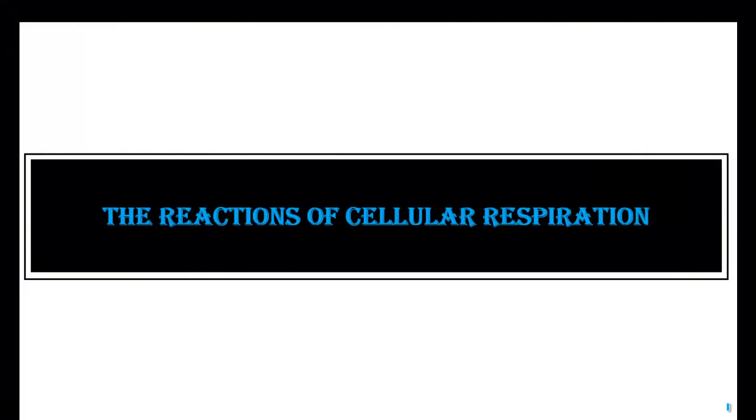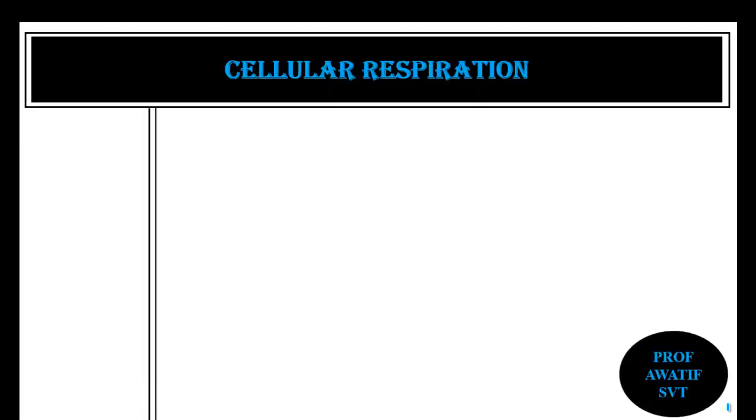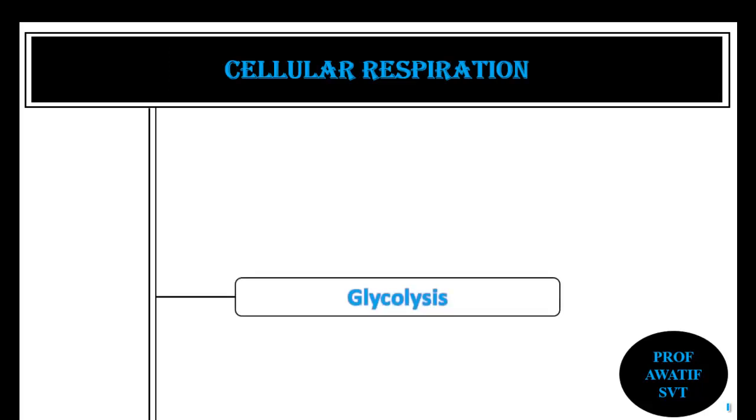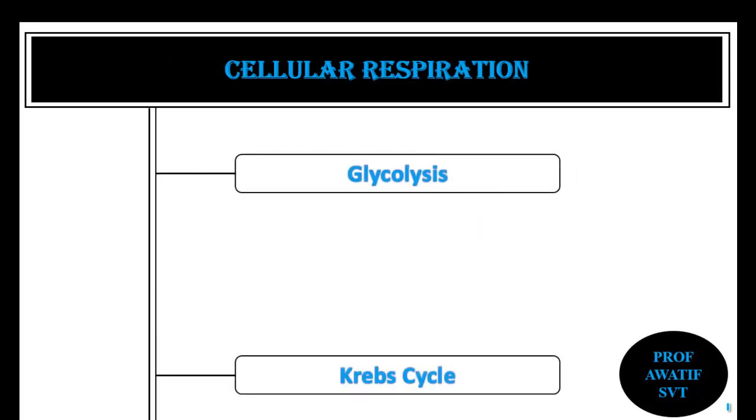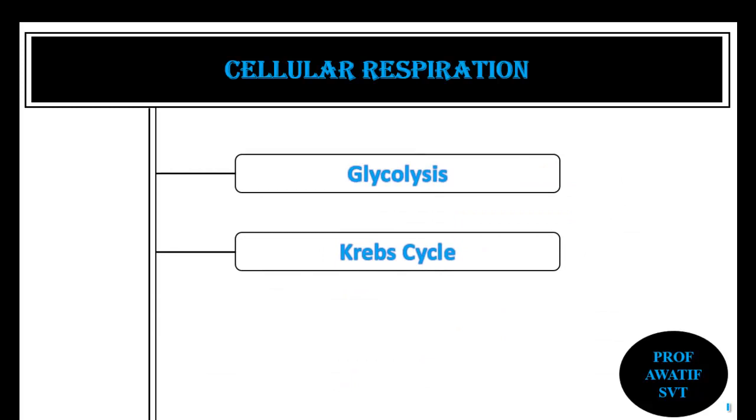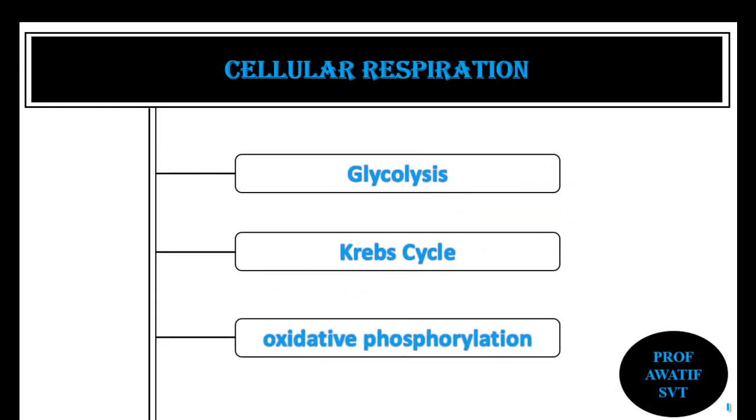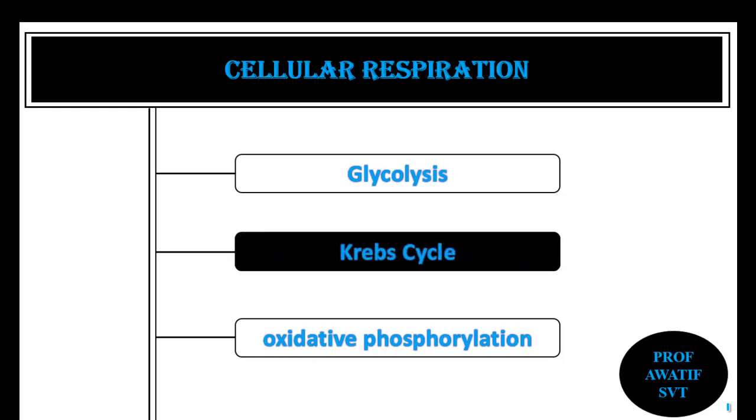Assalamu alaikum wa rahmatullah. In this video we are going to keep talking about the reaction of cellular respiration. In the previous video we already saw that cellular respiration can be broken down into three main phases. The first one is glycolysis, the second one is the Krebs cycle, and the third phase is oxidative phosphorylation. In this video especially we are going to talk about the second phase, which is the Krebs cycle.